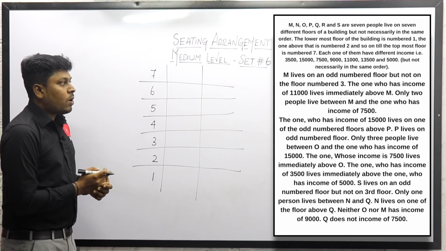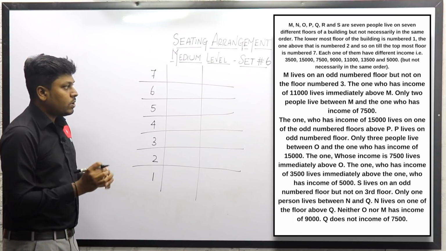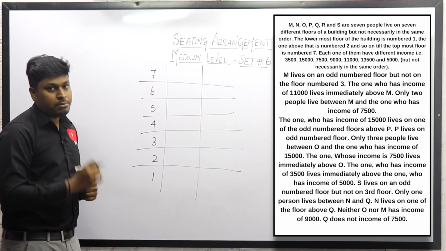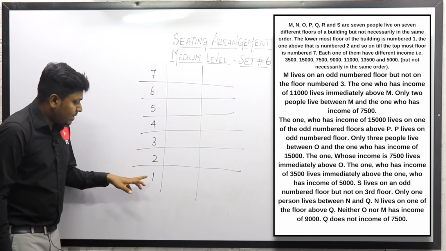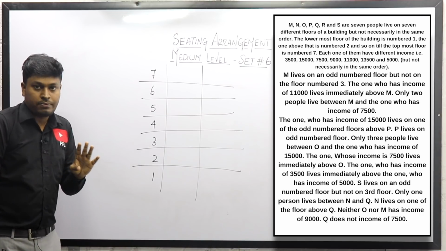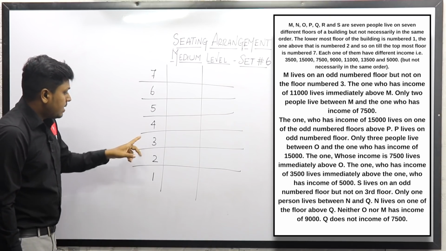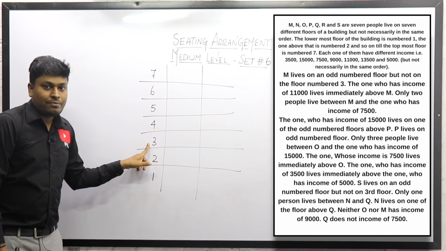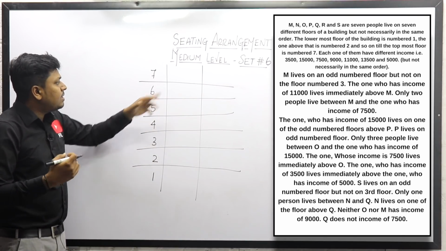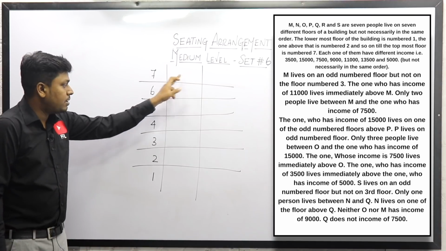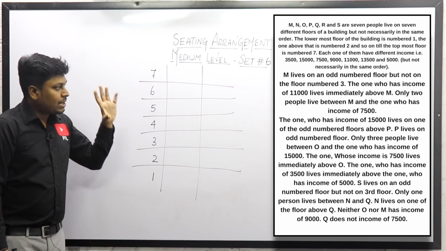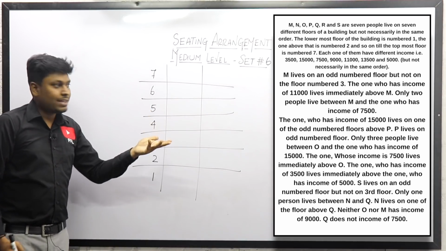M lives on an odd number floor but not on floor number 3. So the person M is living on an odd number floor, right? The odd number floors are 1, 3, 5, 7, so totally we have 4 odd number floors. But now what they said is that M is not living on floor number 3. So here we can guess M will either live on floor number 7, or else 5, or else 1. 3 possibilities we are getting. So let me keep that point in mind. We can move on to the next point, right?